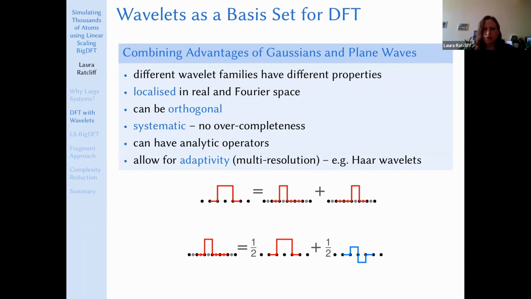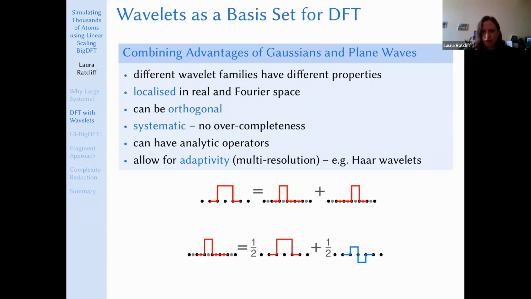So I work with a code I mentioned called BigDFT. A lot of DFT codes in the chemistry sphere tend to work with a Gaussian basis set, and in the physics sphere tend to work with a plane wave basis set for periodic systems. And in some ways, wavelets bring together the advantages of both of these two families of basis sets. There are a number of different wavelet families, and they all have different properties. But we can have wavelets which are localized in both real and Fourier space.